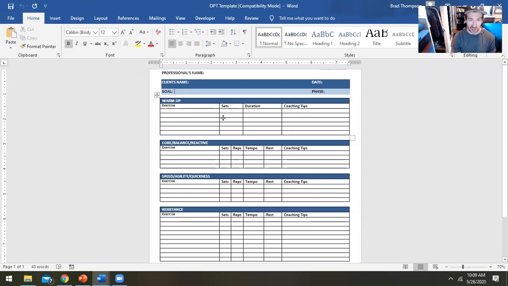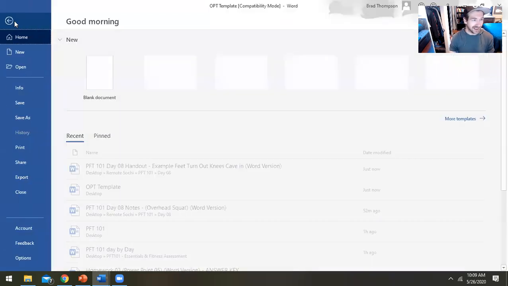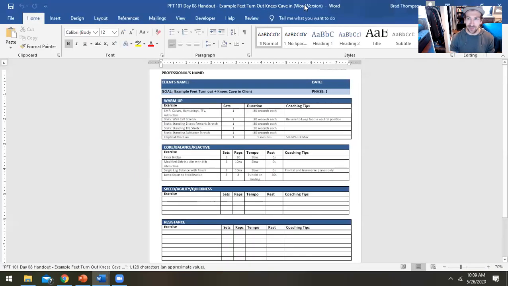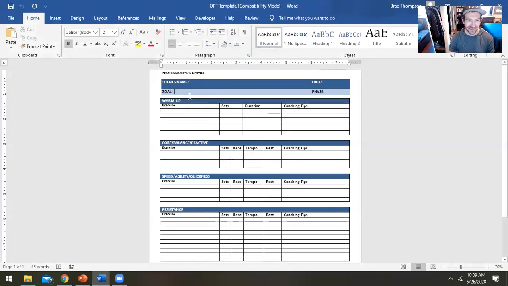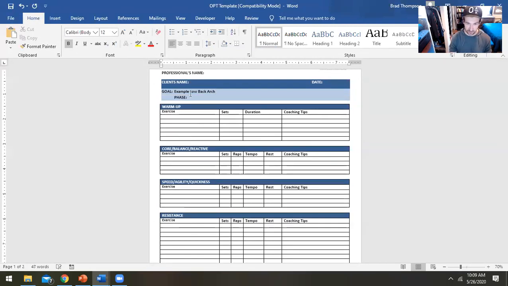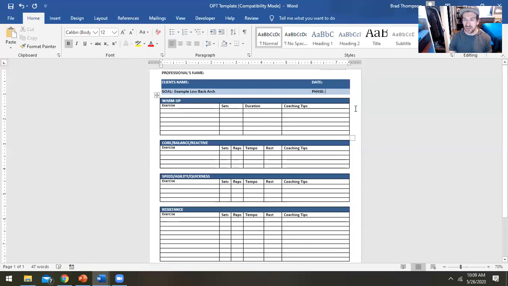We're going to see, oh God, I totally forgot. How did I have it? Good Lord, come on. Example, feet turn out. Okay. Example, low back arch. Okay, let's put our client in phase 1 still, just because that is where we correct most of these postural distortions.